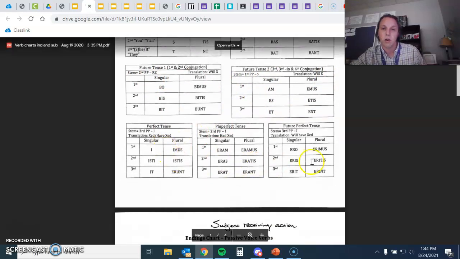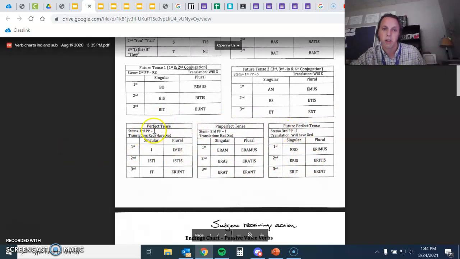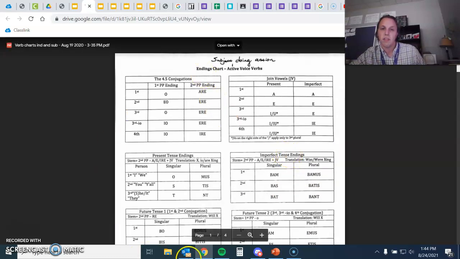The perfect tenses are all down here. Perfect, pluperfect, future perfect. You'll see the stem is all the same. You take the third principal part of a verb, you chop off the I. Down here's how they're translated. Here you got your endings, i, isti, it, imus, istis, erunt. The pluperfect endings, eram, eras, erat, eramus, eratis, erant. And the future perfect endings, ero, eris, erit, erimus, eritis, erint. So this will be useful to have around.